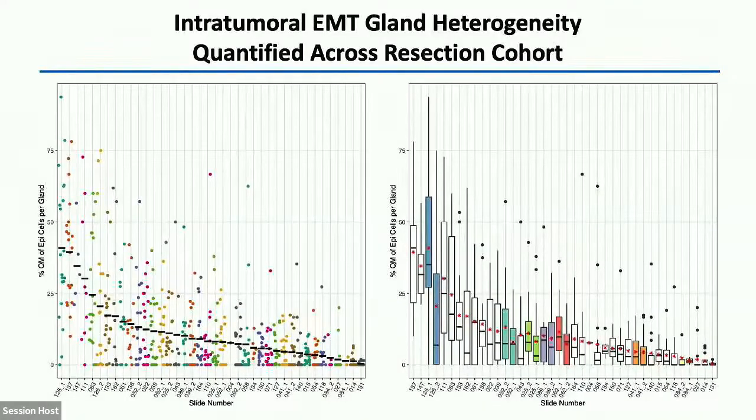And this is the data. Each column here is a patient specimen at resection. The y-axis is the percentage of quasi-mesenchymal cells per gland, and each dot is a gland. You can see there's a lot of heterogeneity across individual patients in terms of their M or E states, but also that some tumors, like the ones on the far right, are more epithelial, while the ones closer to the mesenchymal side are on the left.